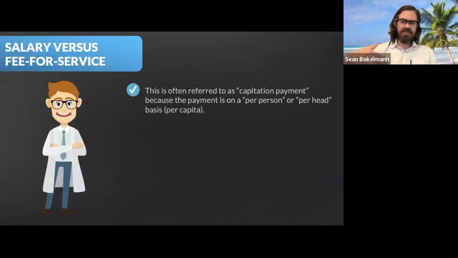So a lot of times this type of payment scheme is called capitation payment, because payment is basically based on a per person basis or per head basis. So therefore the per capita type of measurement, right? Capitation.